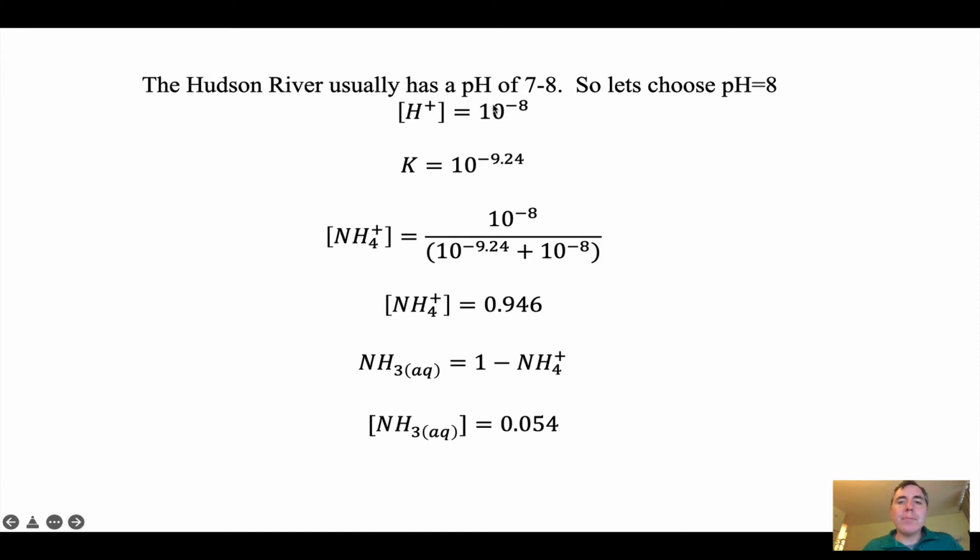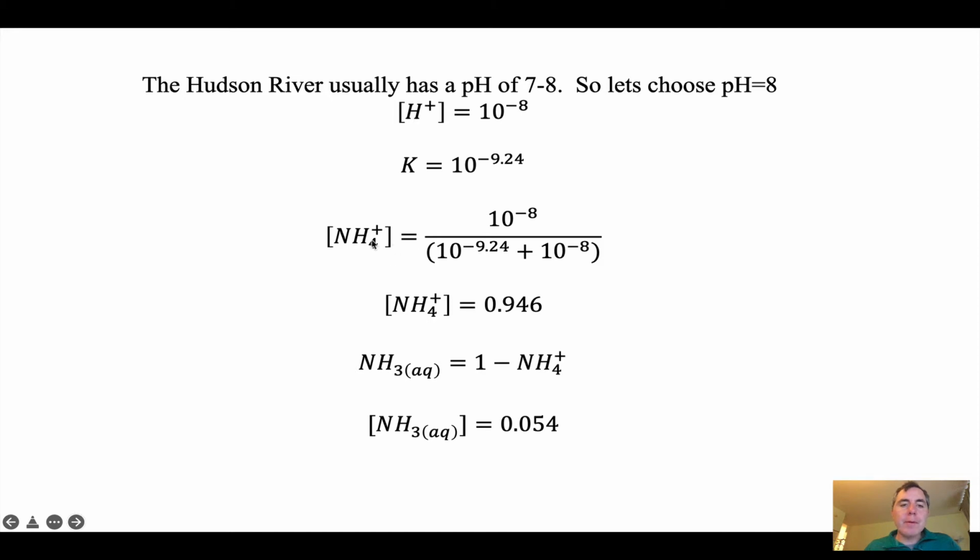The Hudson River usually has a pH of somewhere between 7 and 8, so let's choose a pH of 8. A pH of 8 means the H plus is equal to 10 to the minus 8. Then we know our Ka is equal to 10 to the minus 9.24, and we just substitute in.